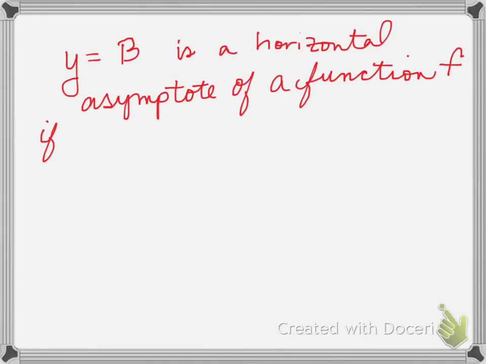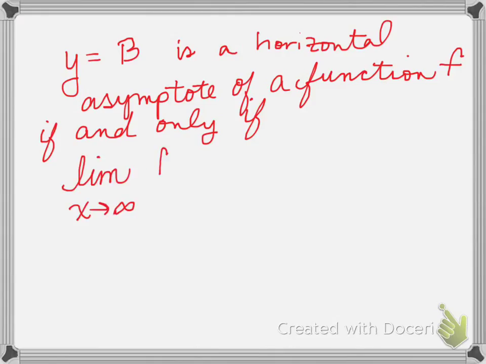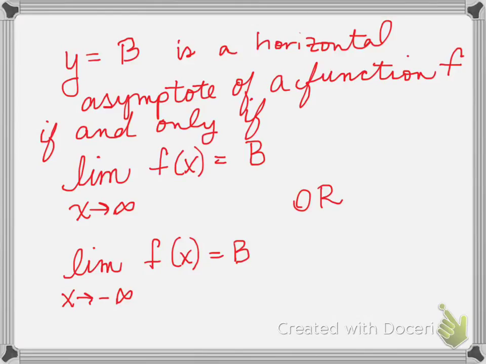If y equals b is a horizontal asymptote of a function, this occurs if and only if the limit as x goes to infinity of f of x equals b, or the limit as x goes to negative infinity of f of x equals b. Horizontal asymptotes have to do with what happens at the right end or the left end of the graph, as x gets very, very large or very, very large and negative. Limits at infinity are exactly how we figure out what our horizontal asymptotes are.